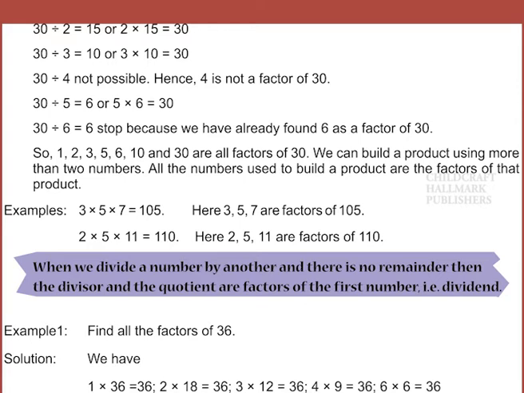When we divide a number by another and there is no remainder, then the divisor and the quotient are factors of the first number, that is dividend.